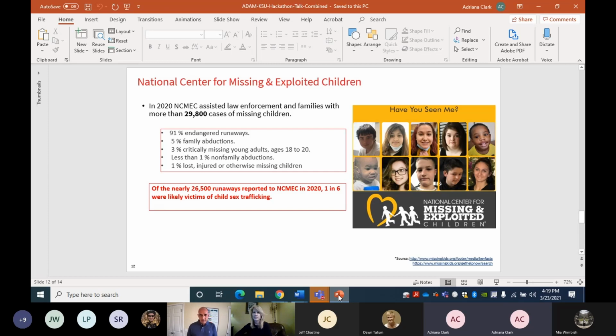Now, what we are really focused on in this particular exercise and challenge is the next statistic that you see, where we talk about around 26,000 runaways reported to NCMEC that are exposed to child sex trafficking. I think that is a horrendous statistic right there, and that is what we are trying to see if we can make a dent in with this challenge.